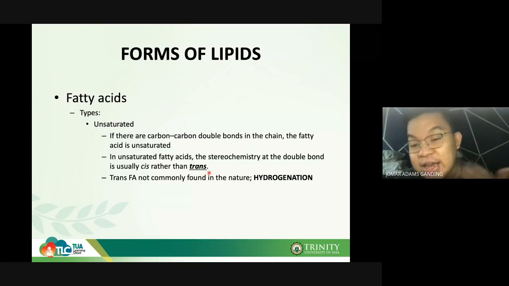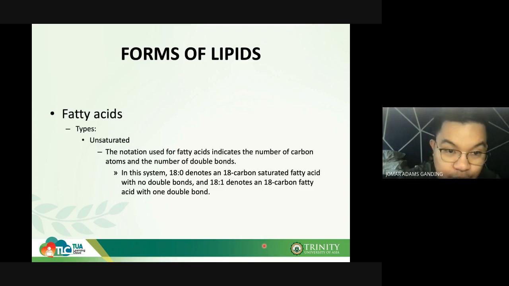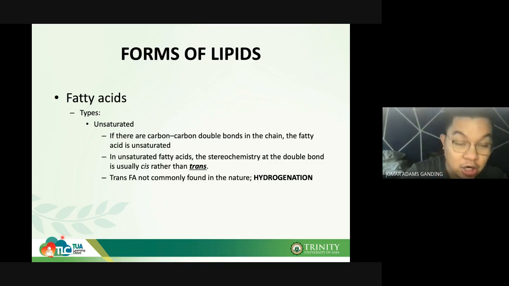Sir, why do you need to highlight this? Okay? Why do I need to highlight this? It is for the reason that trans fats are actually dangerous in our body. Okay? Trans fats are actually dangerous in our body. The one that blocks the artery of your blood, of your heart, these are actually trans fats. Okay? Those are trans fats.